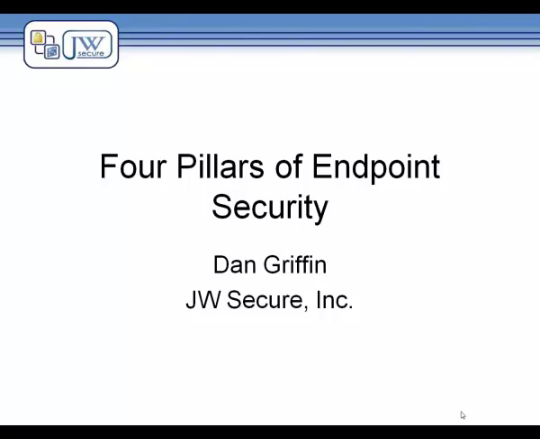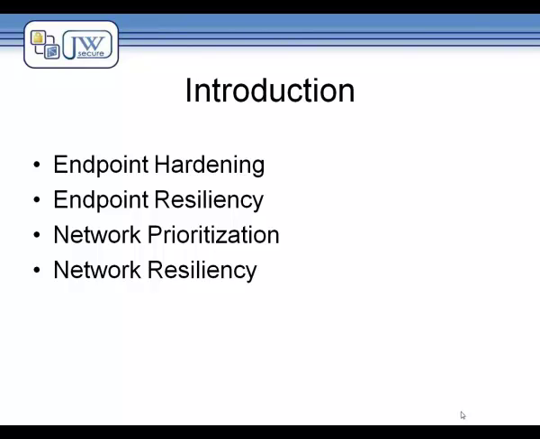Today I'm going to introduce an information security model which I call the 4 pillars of endpoint security. The 4 pillars of endpoint security are endpoint hardening, endpoint resiliency, network prioritization, and network resiliency. I'll describe each pillar in a bit more detail and demonstrate some example technologies that you should consider when applying this model to your network.